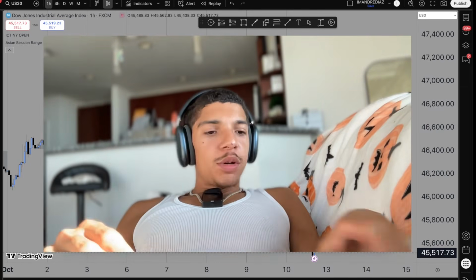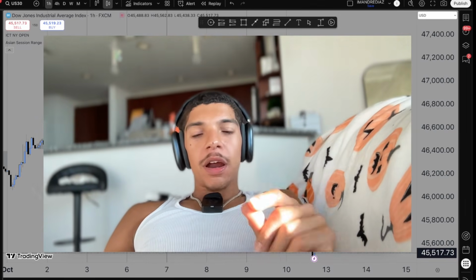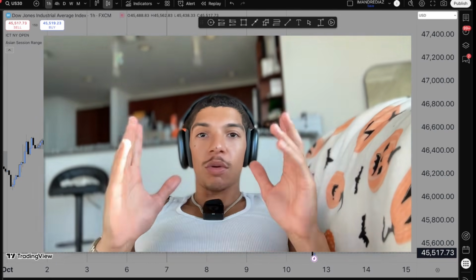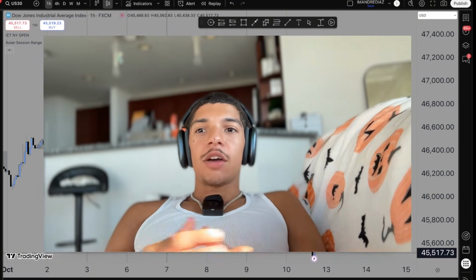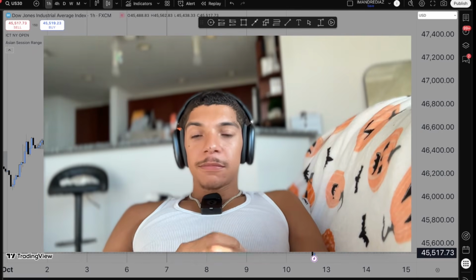Today we are going to be going over fair value gaps, and today is October 10th, Friday. So if you go back in the price action, you'll be able to go to the exact day that we're going to also have an example on exactly how you could catch a trade using fair value gaps. So let's just hop straight into it.